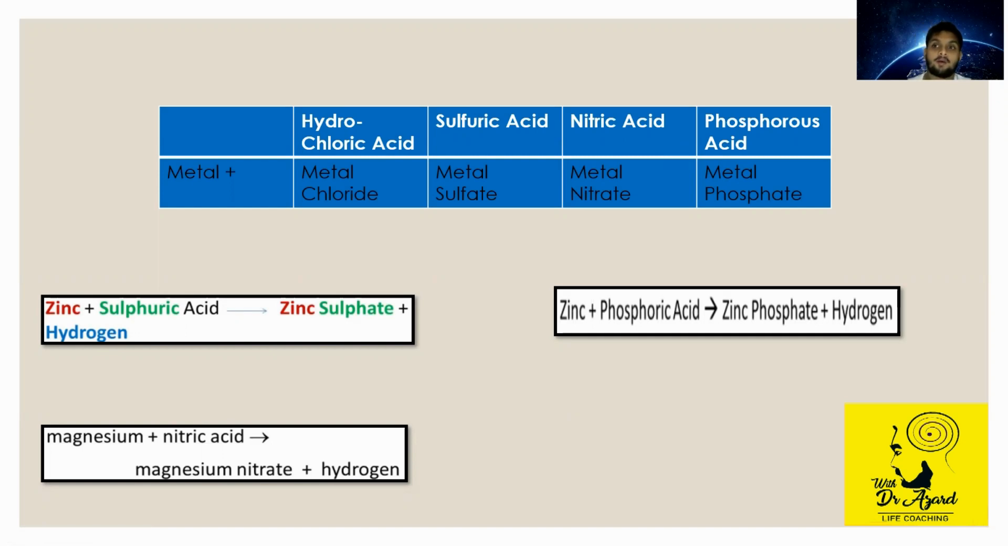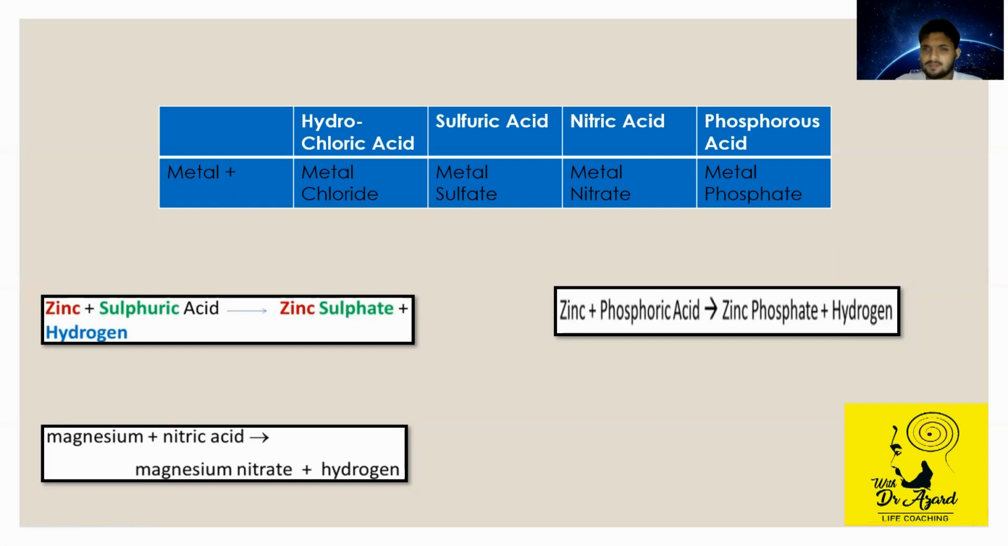So in the case where you are reacting a metal with hydrochloric acid, you are able to get a metal chloride. If you react with sulfuric acid, metal sulfate. Nitric acid, you can get metal nitrate, and if you are reacting with phosphorus acid, we are able to get metal phosphate. So for example, when we say we are reacting zinc and sulfuric acid, we are able to get zinc sulfate.